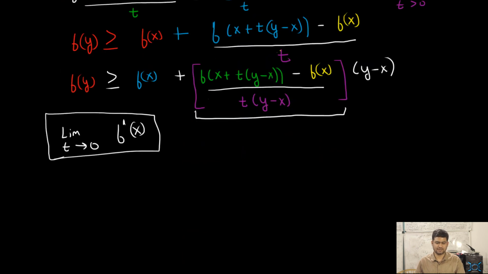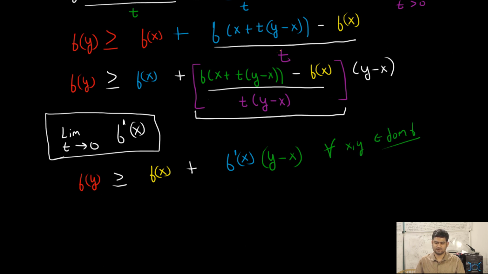So for sufficiently small t, we can write it as f of y is greater than or equal to f of x plus f dash x times y minus x. This is valid for all x and y belonging to the domain of the function f.